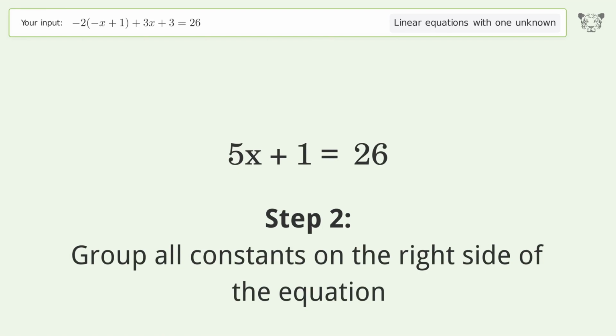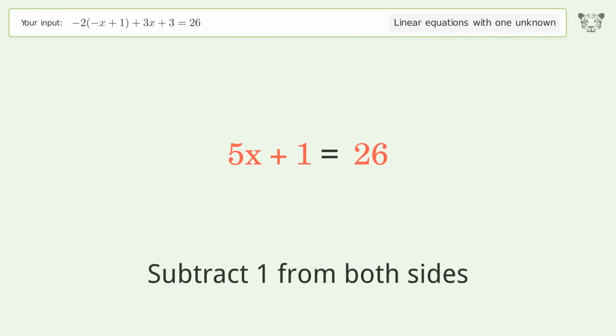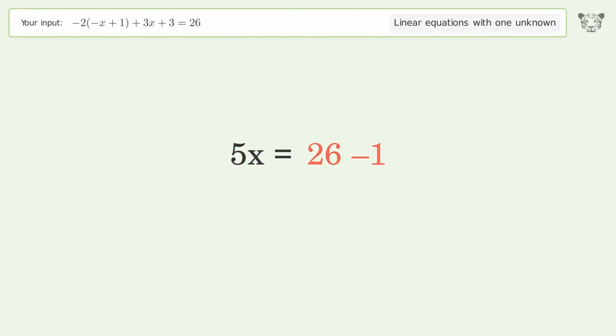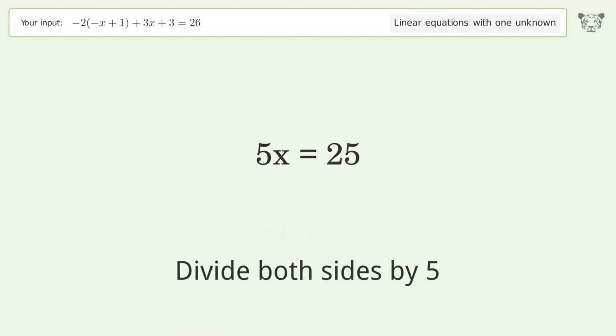Group all constants on the right side of the equation. Subtract 1 from both sides. Simplify the arithmetic. Isolate the x. Divide both sides by 5.